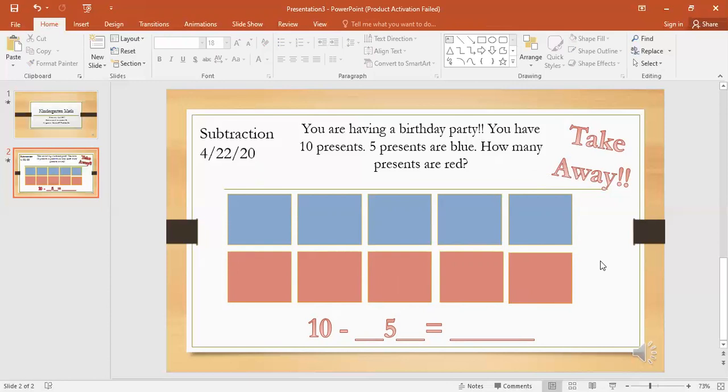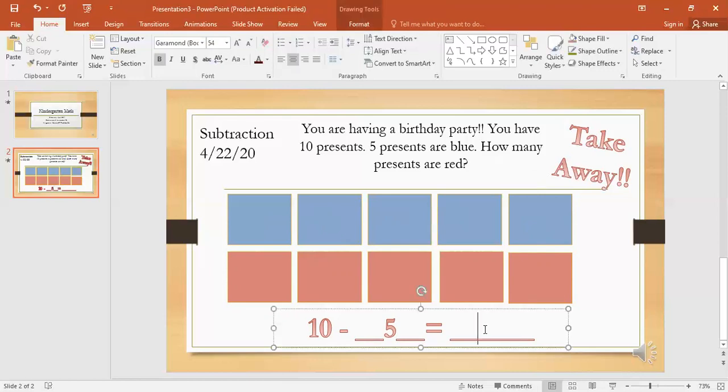Good job, guys. So I would like you to put an X in these 5 red boxes to show that these are red presents. Go ahead right now, put X's through these 5 squares to show the red presents. Good, guys. So you will have the top boxes shaded and the bottom boxes with X's through them. These are blue and these are red. Okay, guys, so I learned here that a total of 10 can be broken up into 5 and 5 because I had 5 blue presents and I had 5 red presents.